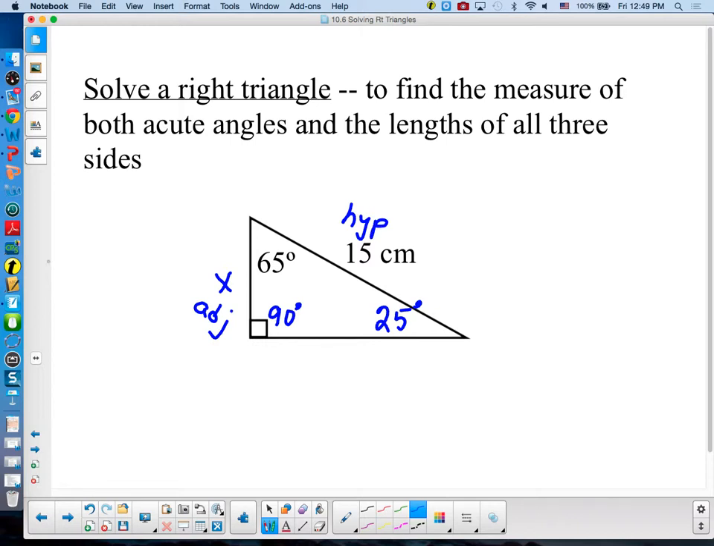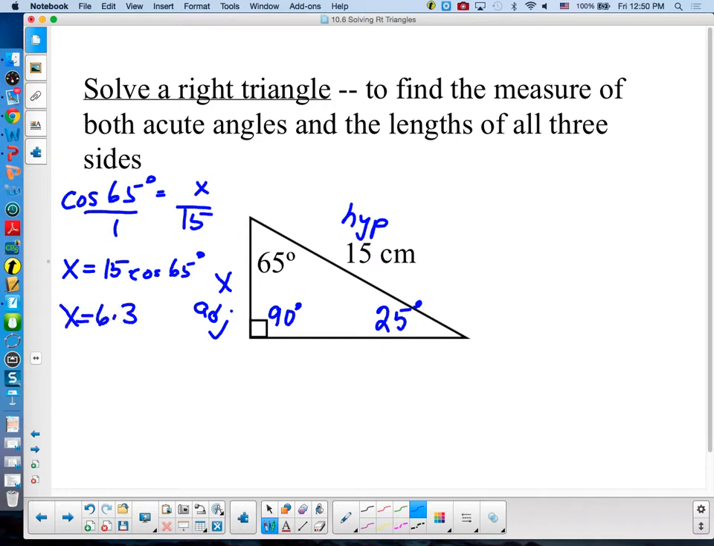So cosine of 65 over 1 is equal to x over 15. To find x, we have to take 15 times the cosine of 65. Let's go to tenths. That's 6.3 centimeters.